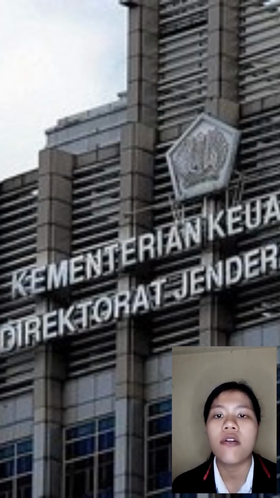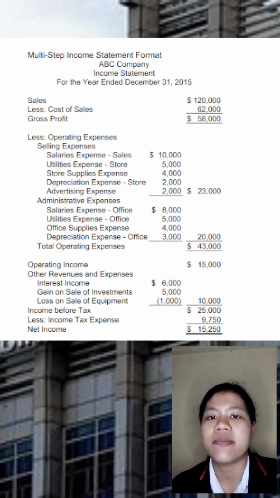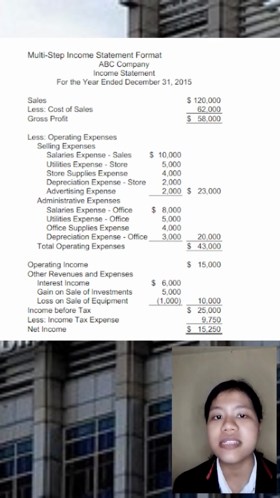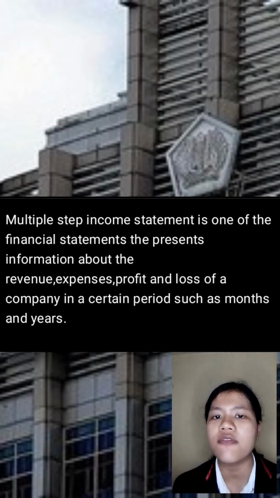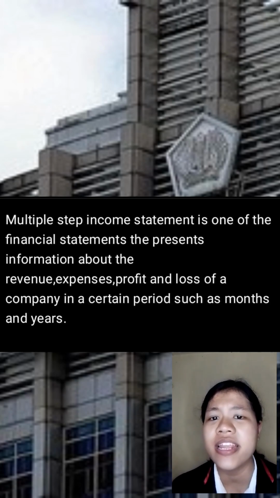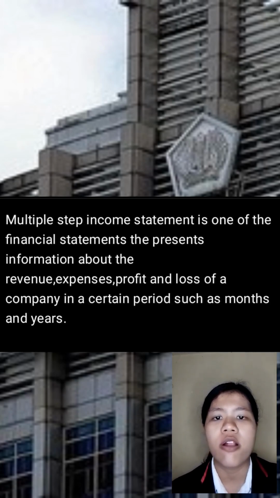Okay, we continue with the second form of income statements, the multiple step income statement. A multiple step income statement is one of the financial statements that present information about the revenue, expense, profit, and loss of a company in a certain period, such as months and years.